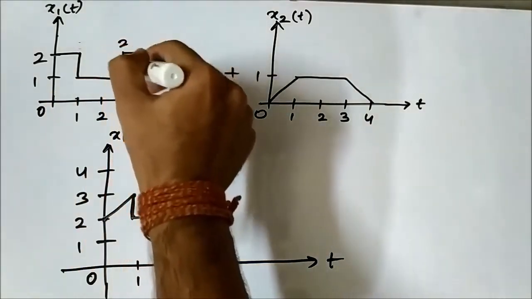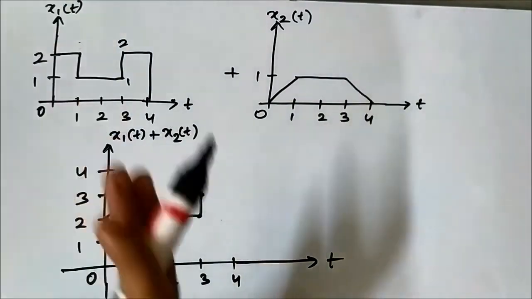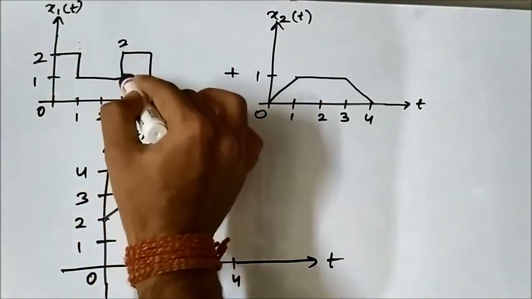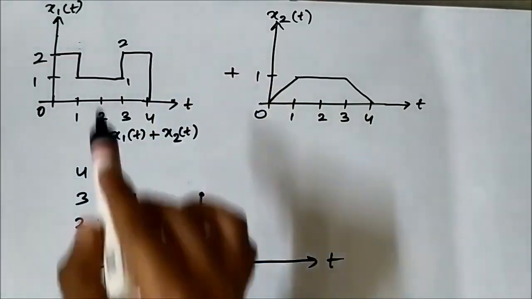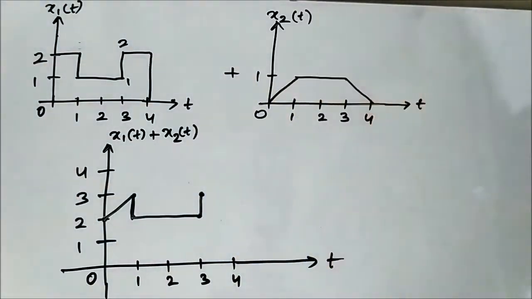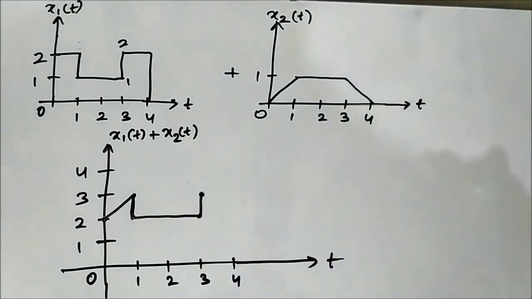It has two values at t equals 3, 1 and 2. There is an almost instant upward transition from 1 to 2. Therefore we have to consider two values at t equals 3 for x1(t), 1 and 2. But for x2(t) it is fixed, only 1 at t equals 3. So there will be an upward transition here also.